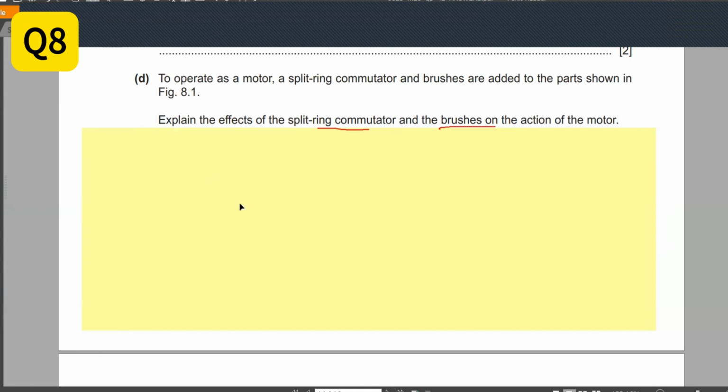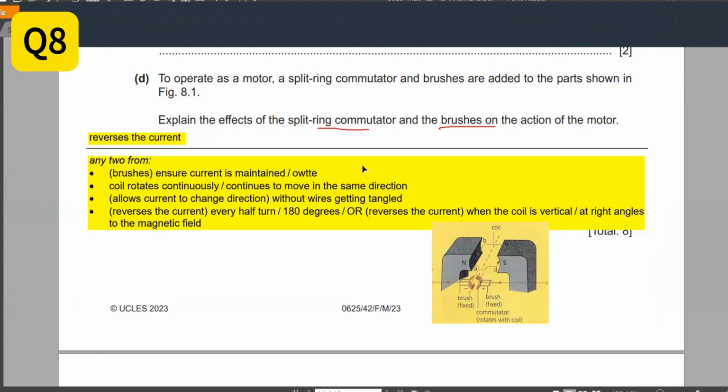So what will it do? The split ring commutator will change the direction of the power supply. At each turn, it will change the direction, so it will ensure the current is maintained in the same direction so that the coil can rotate continuously in the same direction, at the same time without the wires getting tangled. Essentially, it reverses the current at every half turn. So that's the idea.